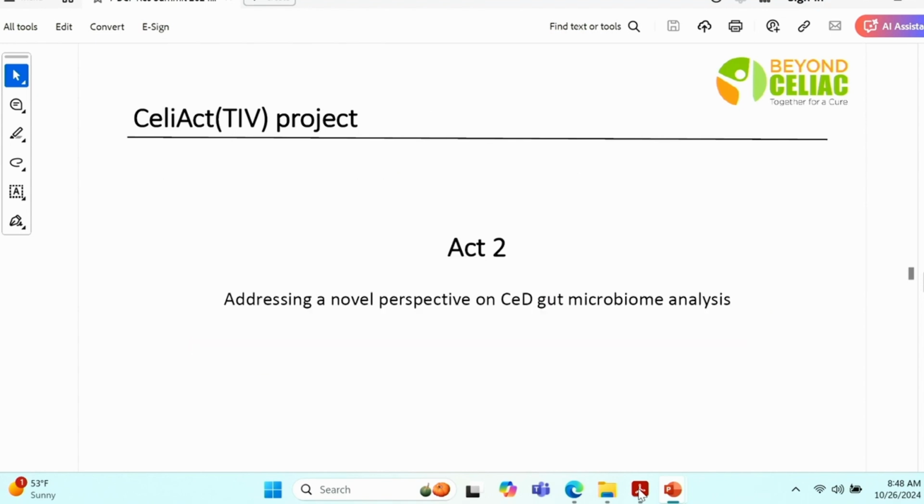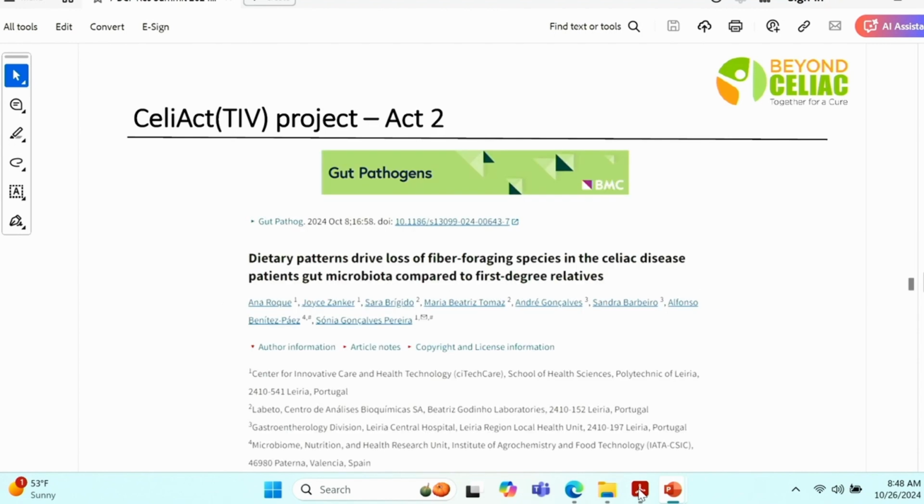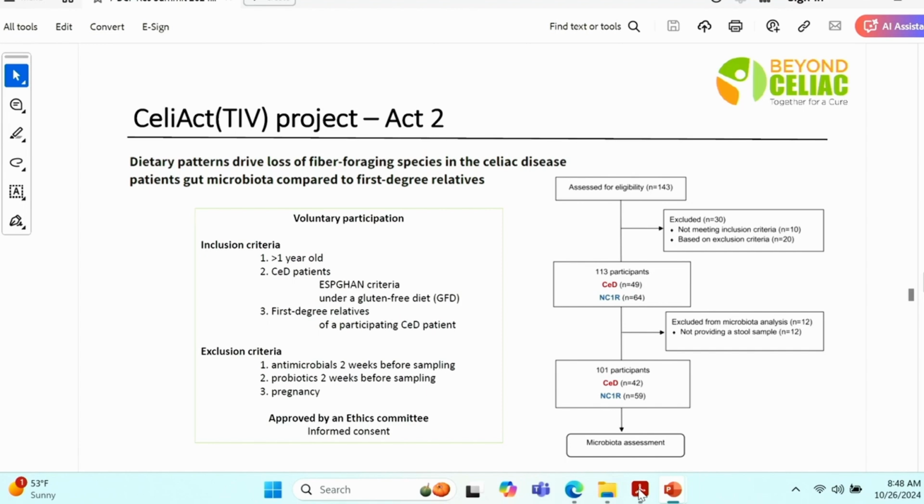Act 2 was trying to address a novel perspective compared to what was already done regarding celiac disease and gut microbiome analysis. This is our original paper, recently published. We voluntarily invited celiac disease patients and their first-degree relatives. Why did we do that? Because with first-degree relatives, and we took care in our selection, we try to reduce some variables. First-degree relatives are the most genetically related persons, looking at the human genes, and also similar in terms of diet, the house they live in, and the things they do. They grow up together. That's why we aimed at celiac disease patients and first-degree relatives.